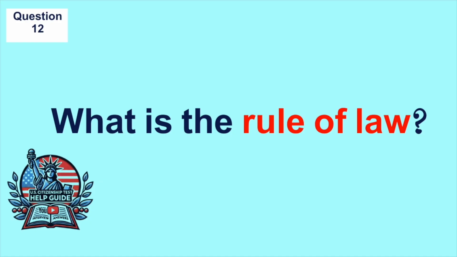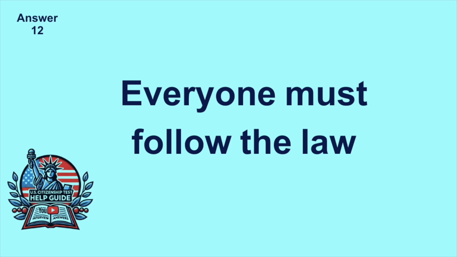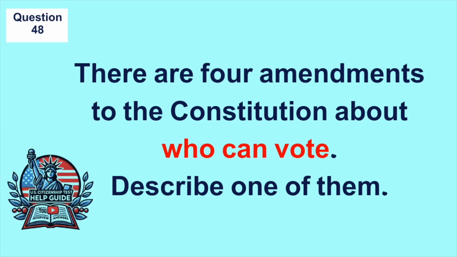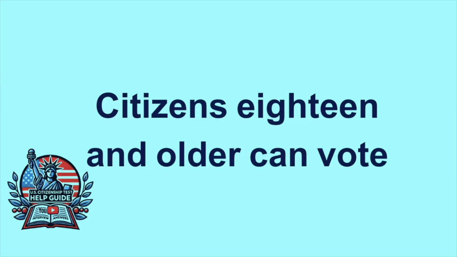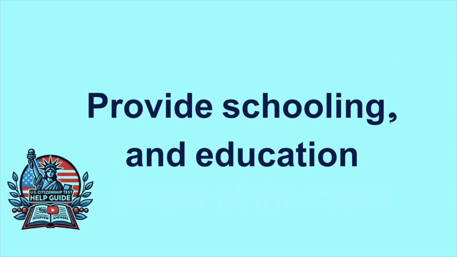What is the rule of law? Everyone must follow the law. There are 4 amendments to the Constitution about who can vote. Describe one of them. Citizens 18 and older can vote. Under our Constitution, some powers belong to the states. What is one power of the states? Provide schooling and education.